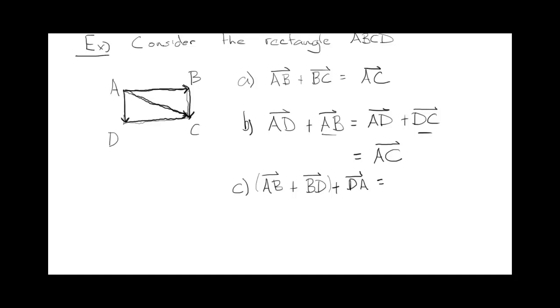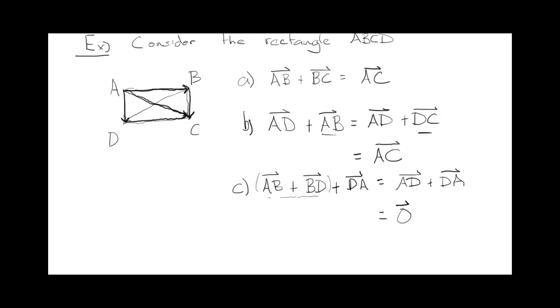So we have to add AB, which is here, plus BD, so that's this vector here. So AB plus BD would be the vector AD. So you could replace this with AD plus DA. Well, notice what you have here. AD plus DA, that's a vector plus its opposite vector, which we know from the definition above. That's the 0 vector. So when you add all 3 of these vectors, you get the 0 vector.